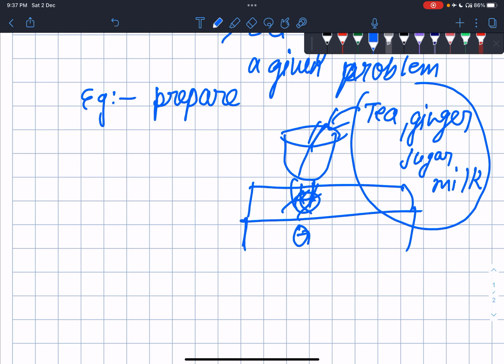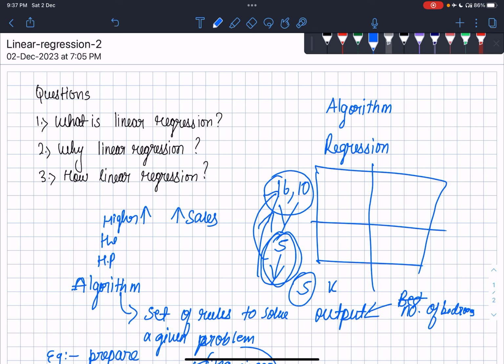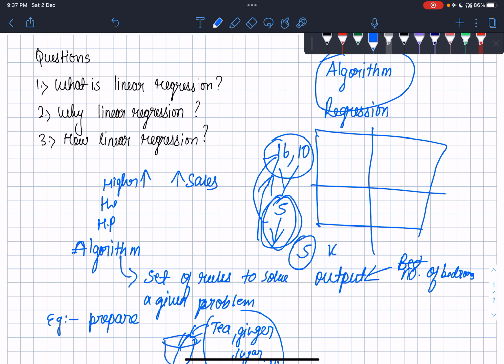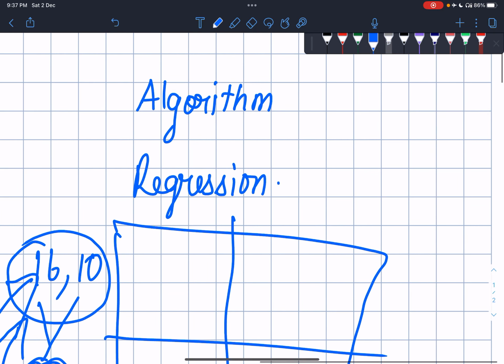So now we know what an algorithm is: nothing but a set of rules to solve a given problem. And regression is a technique in statistics in which variables are dependent on some independent variables.